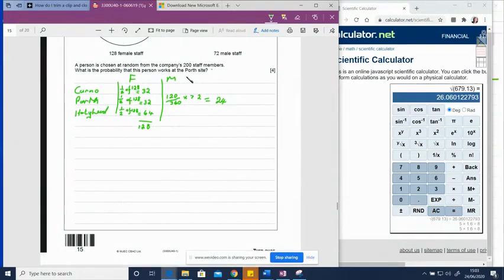So the probability that this person picked at random works at Porth: if we've got 32 females and 24 males who work at Porth, that means we've got 56 people who work at Porth. Now, it's 56 Porth employees out of a possible 200. And that's the probability. So the probability of Porth is equal to 56 out of 200.